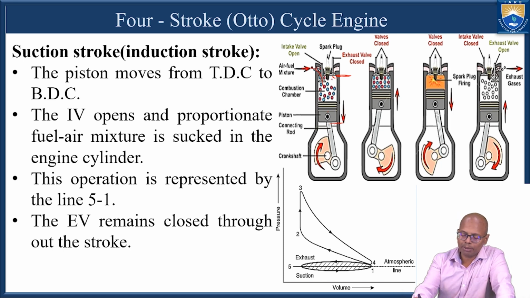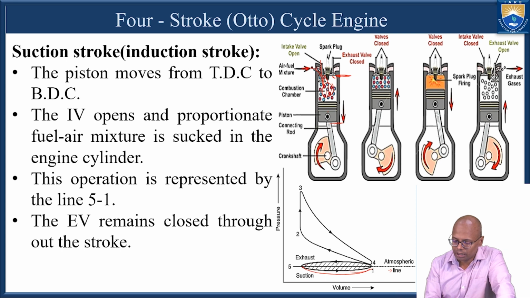When the piston starts from the TDC, theoretically the inlet valve is supposed to open, and as this piston goes down, the appropriate amount of air fuel mixture is sucked into this cylinder, in which the vacuum is created by the movement of the piston from TDC to BDC, and this operation is represented by the line 5-1. The 5-1 line is the suction stroke.